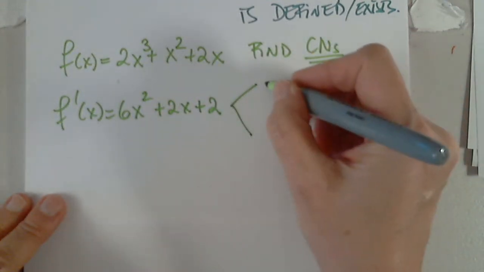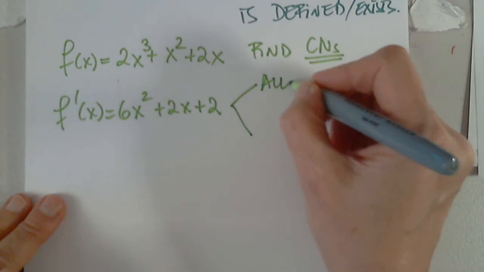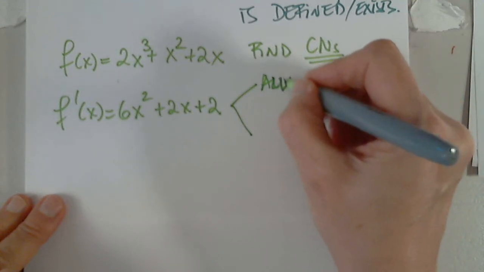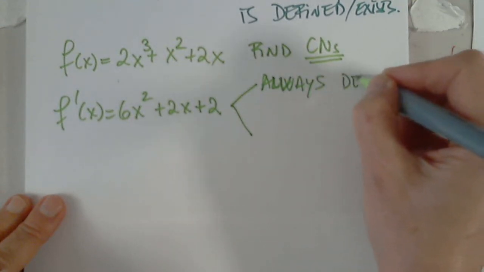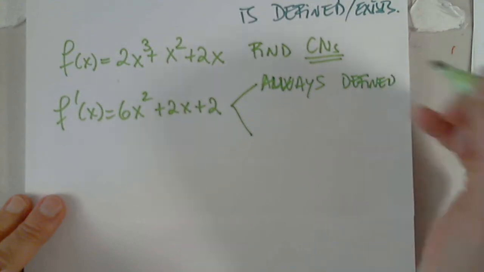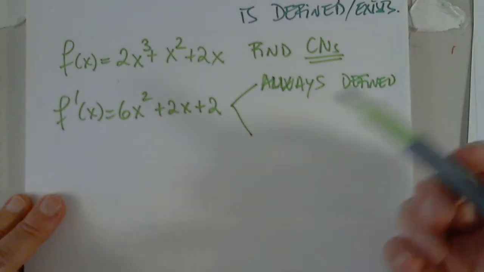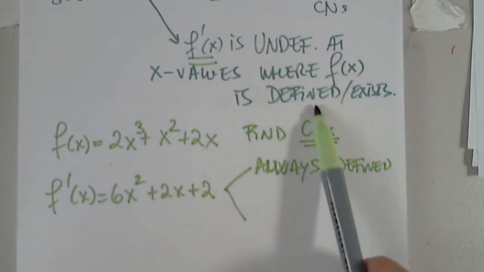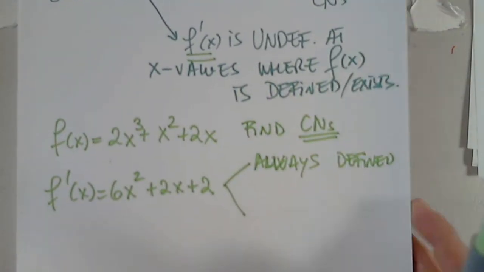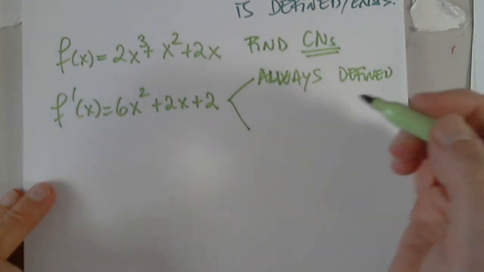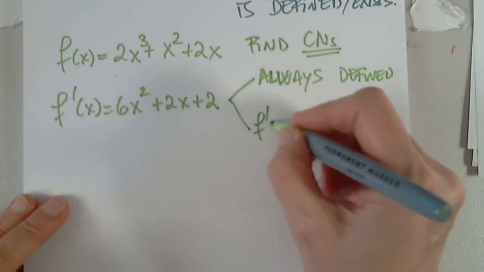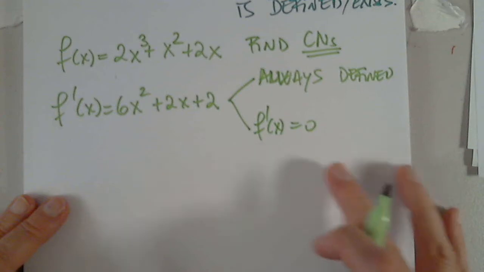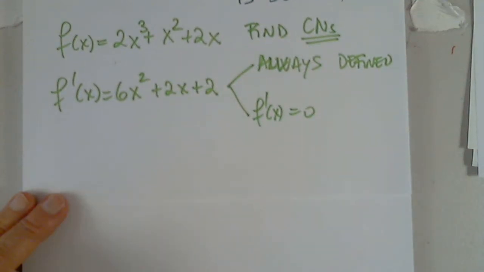Obviously, this is always defined. It's a polynomial function, it's always defined. So from source number 2, we will not find anything. So our only chance, or the function may have a critical number, is if this equation has solutions.